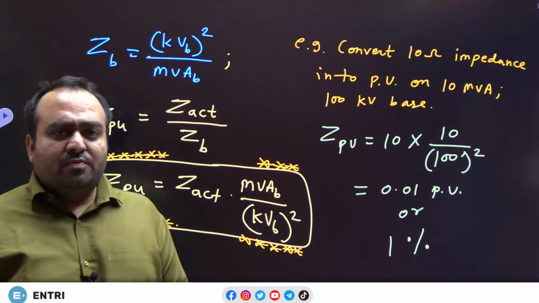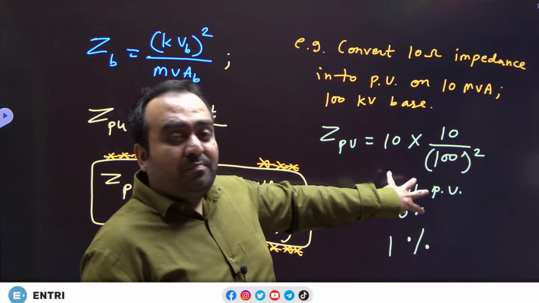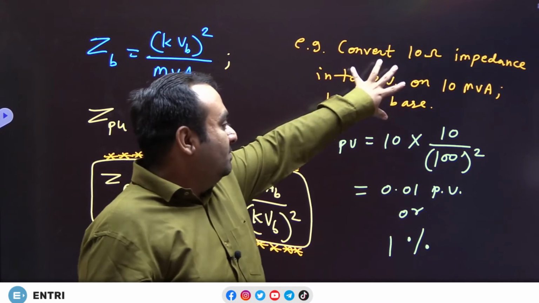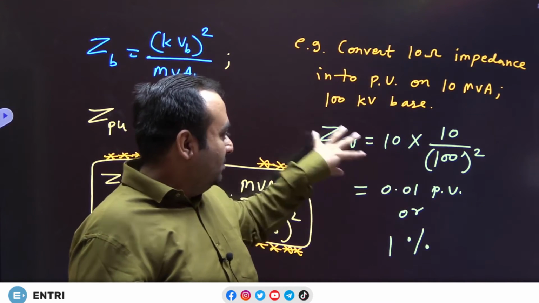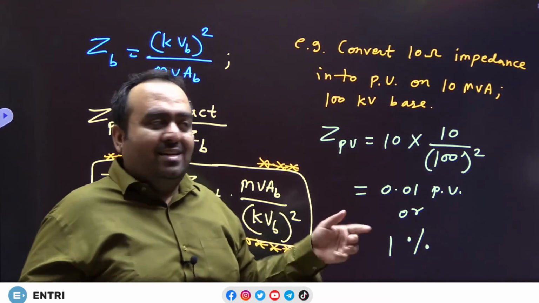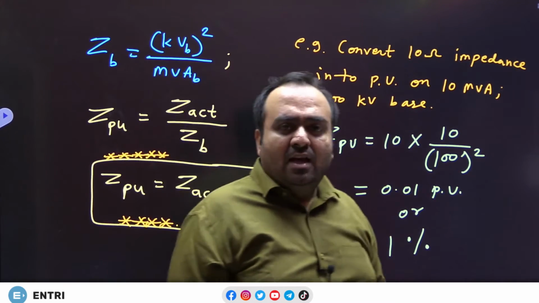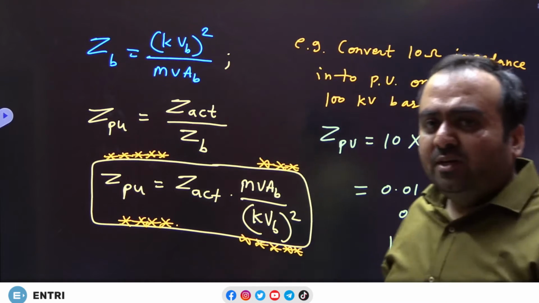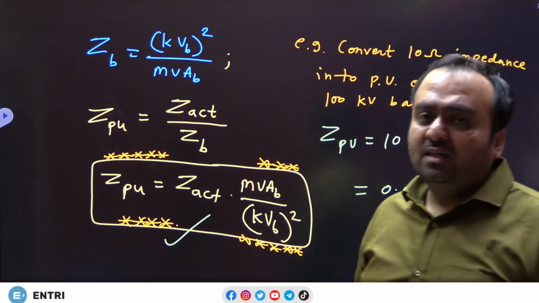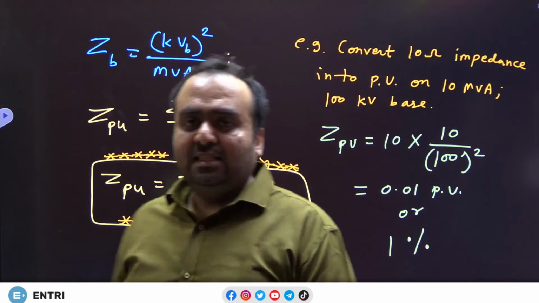It can be reversed also. 0.01 per unit, what is the actual value on this base? So 0.01 into 100 squared by 10 will be equal to 10. That will be your answer. Alright. So whether going from actual to per unit or per unit to actual, you can directly utilize this particular relation quite easily.